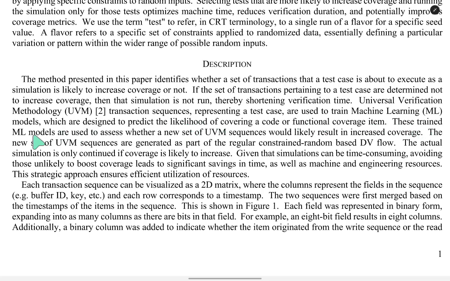These trained ML models are used to assess whether a new set of UVM sequences would likely result in increased coverage. The new set of UVM sequences is generated as part of the regular constraint random-based DV flow. The actual simulation is only continued if the coverage is likely to increase. Given the simulation can be time-consuming, avoiding those unlikely to boost coverage leads to significant savings in time, as well as machine and engineering resources. The strategic approach ensures the efficient utilization of all resources.